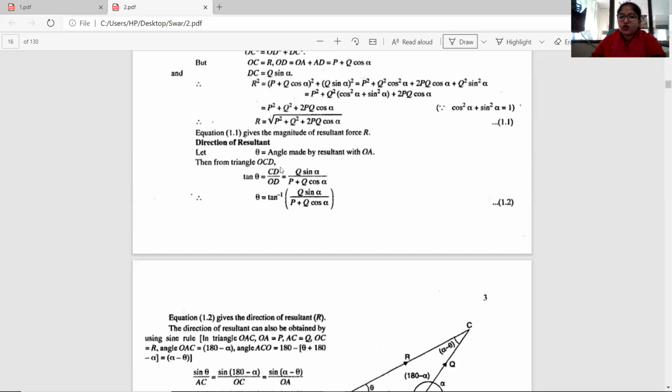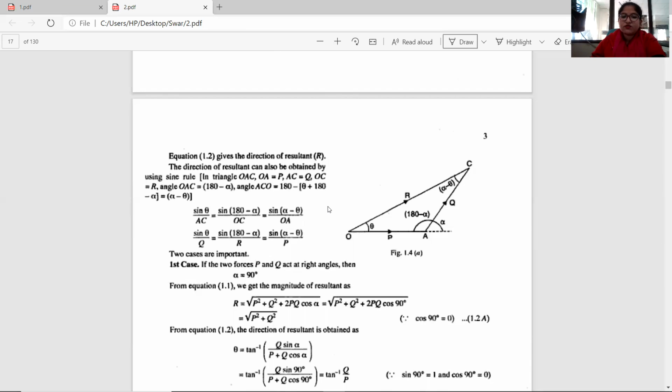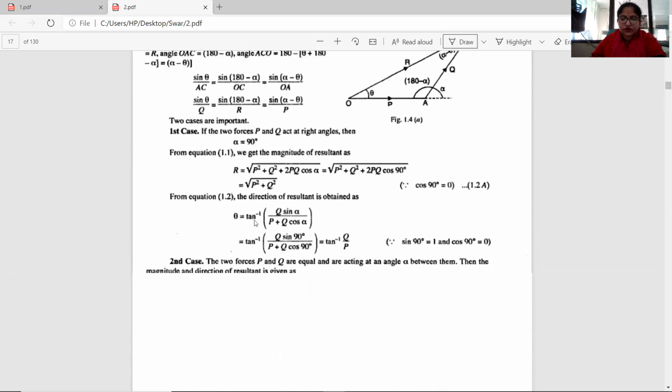Then from triangle OCD, tan theta equals CD upon OD. The value of CD is Q sin alpha. The value of OD is P plus Q cos alpha. Then theta will be tan inverse of Q sin alpha upon P plus Q cos alpha. This is my direction. Now, there are two important cases in this phenomenon.